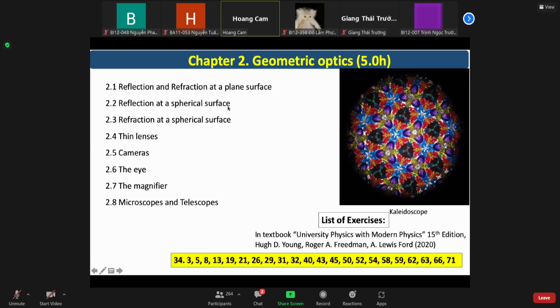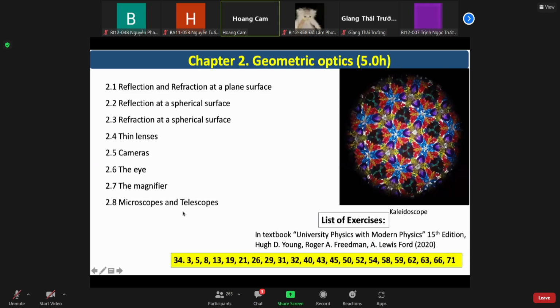spherical surface. In the spherical surface, we will deal with two types, the concave and the convex. So pay attention as well, because it will decide the values of the radius and also how the image is formed. Then the next part is about refraction, in which we deal with thin lenses, cameras, the eye, the magnifier, the microscope, and the telescope.